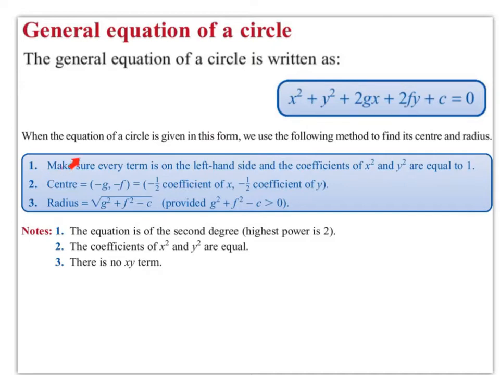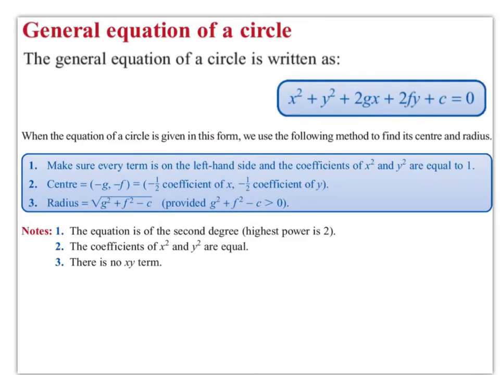The centre is minus g comma minus f. So if we have 2gx and 2fy, then the centre is minus g, minus f. So what that means is we halve the coefficient of x, whatever stuck onto the x, we halve it, and we change the sign. So minus half the coefficient of x, and we do the same with the y. So whatever stuck onto the y, we change the sign and we halve it. So we get minus half the coefficient of y.